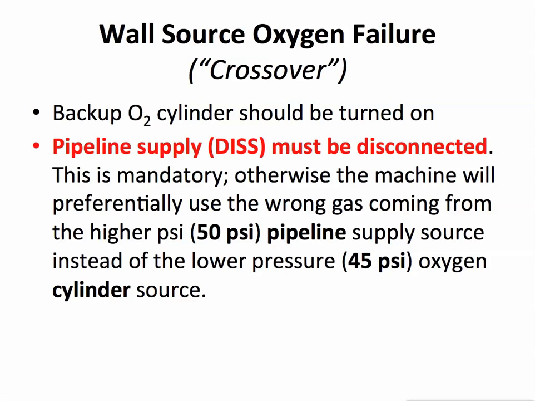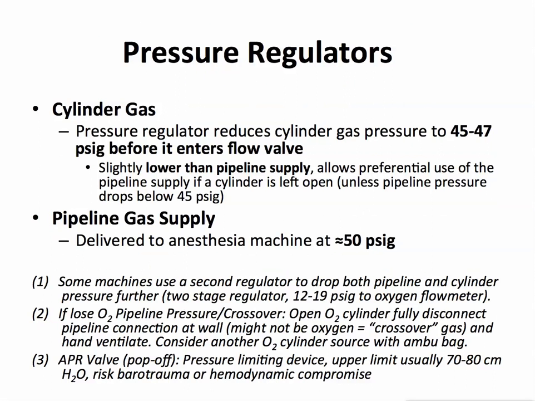Because the machine will preferentially use the gas coming from the higher PSI, that is the pipeline supply source, which is at about 50 PSI, rather than from the tank, which is 45 PSI. And if what was coming from the wall source had a pressure of 50 PSI, but it wasn't oxygen, there was a crossover gas failure, you would preferentially supply that gas to the patient rather than from the tank. So turn on your tank and disconnect the oxygen wall source.